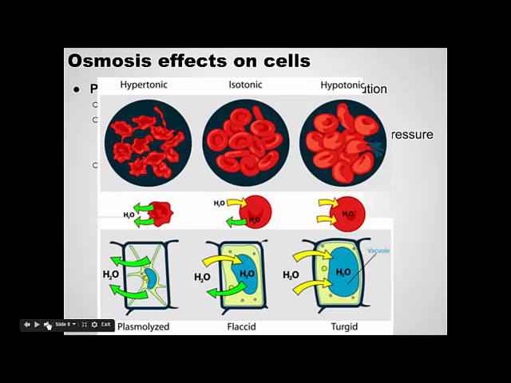And in an isotonic solution, we have normally shaped red blood cells and a normal plant cell. We have equal movement of water back and forth. And in a hypotonic solution, we have that swelling of the cells. Here, the cell wall contains and withstands that pressure. In red blood cells, you can have the bursting of those cells.